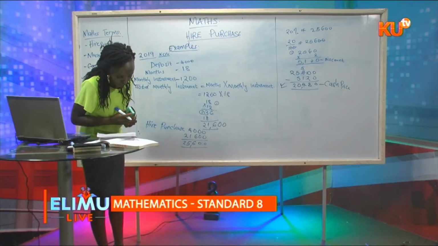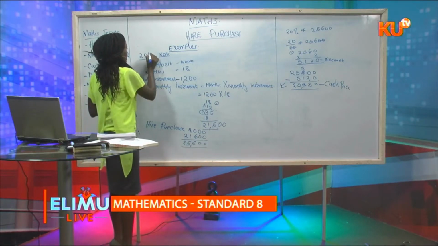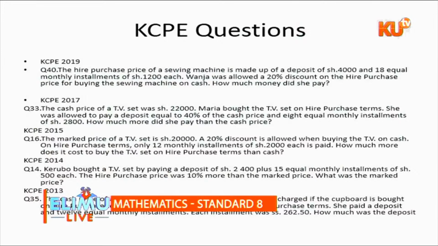So we look at another question. Question number for year 2017, KCPE 2017 now. Very fast. Let's look at another example.